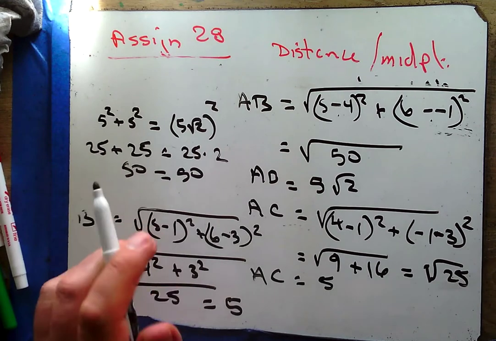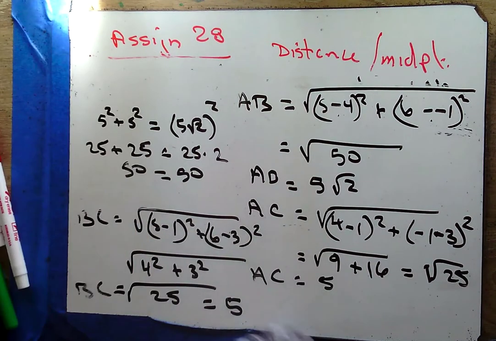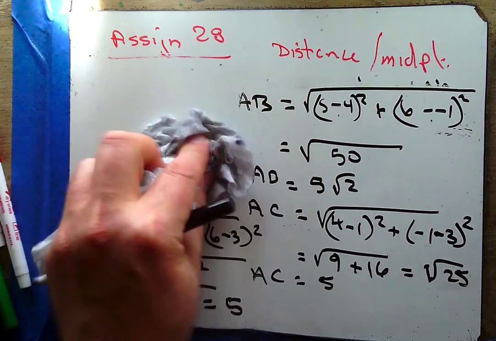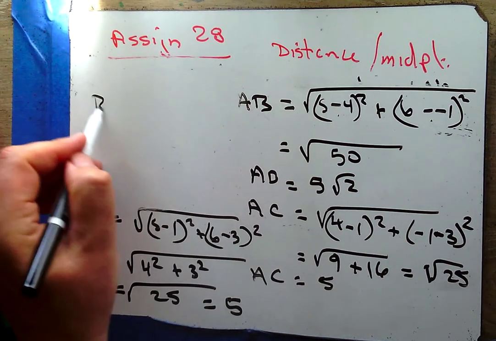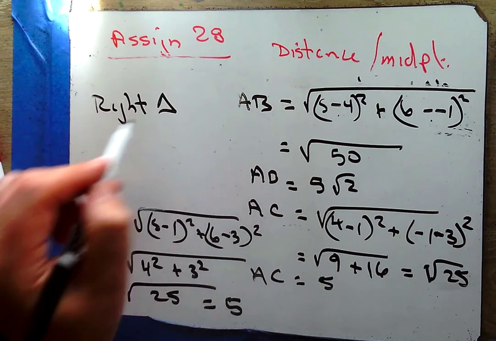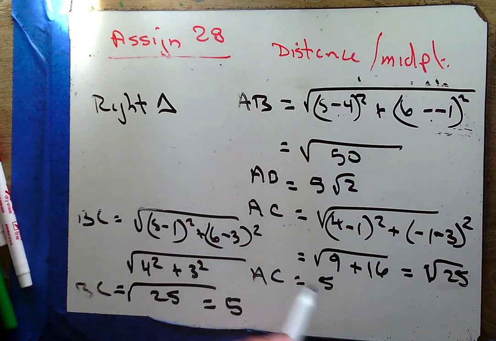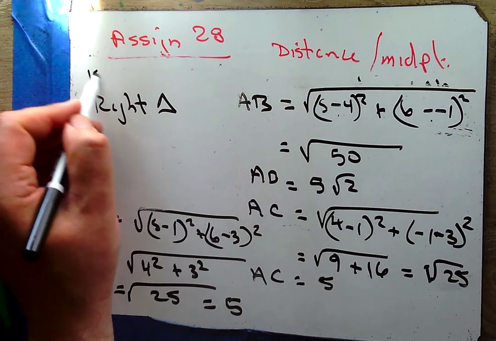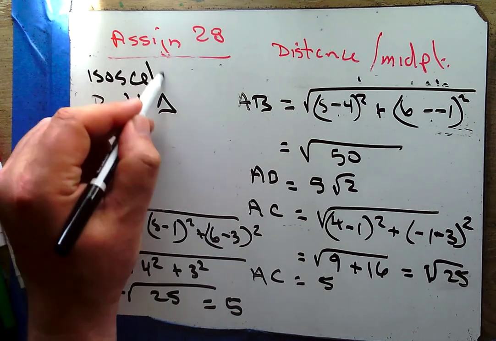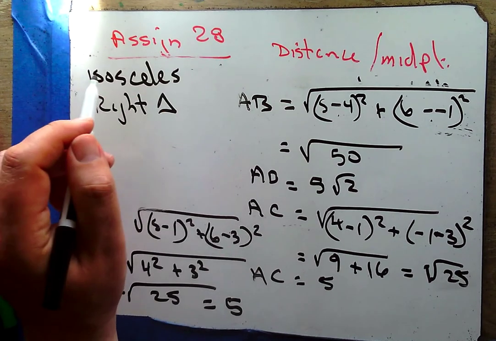So we're able then to classify this. Because the sides work in the Pythagorean theorem, we know that this is a right triangle. And because two of the sides are congruent, we can say it's an isosceles right triangle.